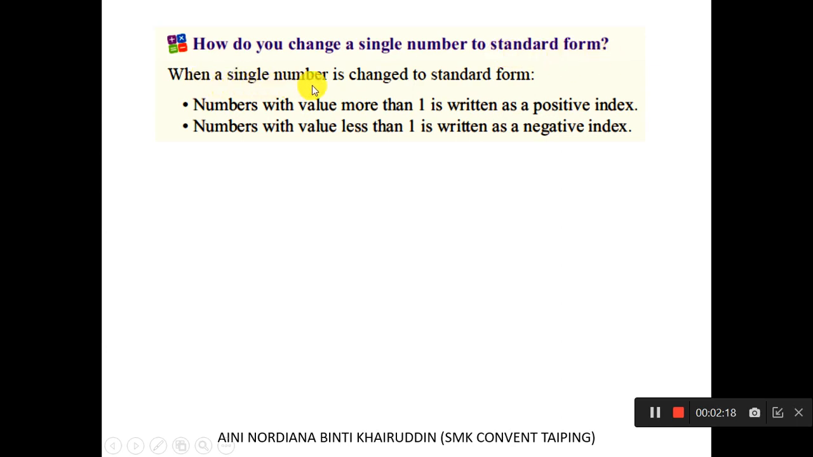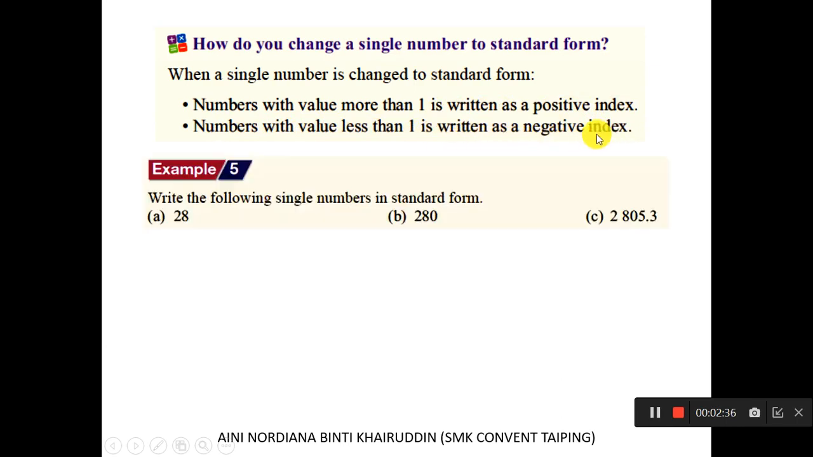Okay, when a single number is changed to standard form, number with value more than 1 is written as a positive index, but number with value less than 1 is written as a negative index. Okay, for example, write the following single numbers in standard form.